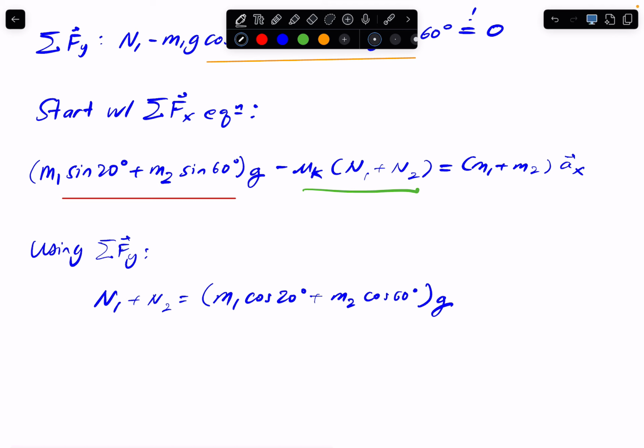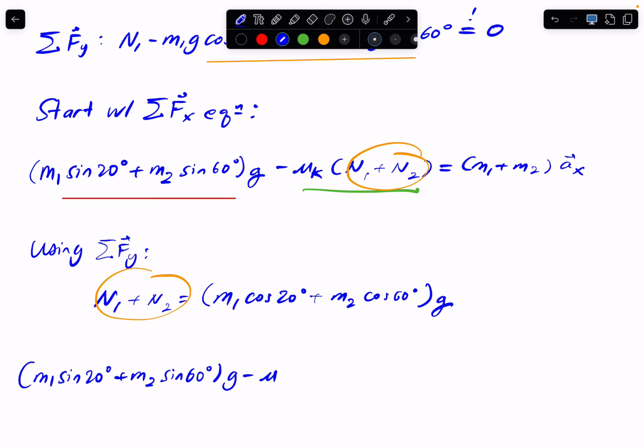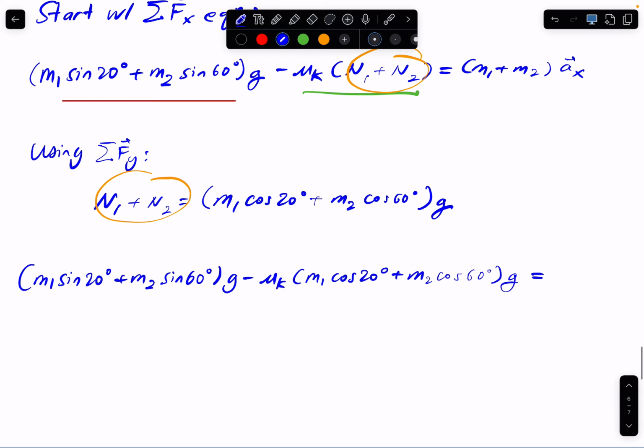All right, after n1 and n2, we can plug this back here. So this is a lot of writing, but hopefully you are keeping up. And if not, you've got a night to practice. Cosine 20 plus m2 cosine 60 times g, and that's equal to m1 plus m2 times a of x.